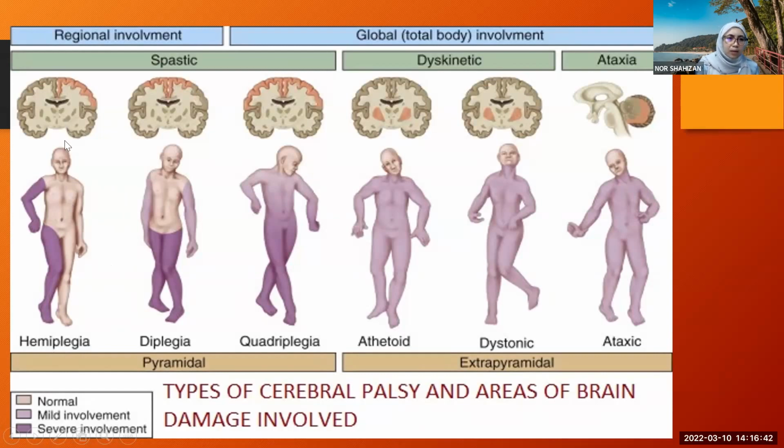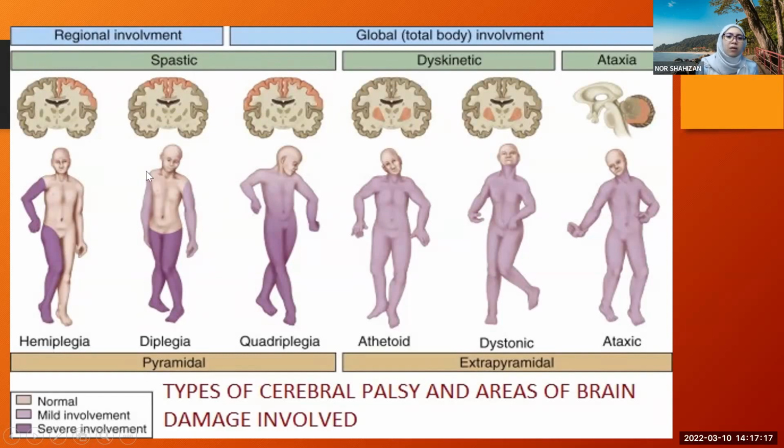This is what we call hemiplegic CP, when the involvement is only one side of the body. So you can see at the brain, the lesion is only one part of one side, and usually it is a regional involvement, and this is most commonly spastic.